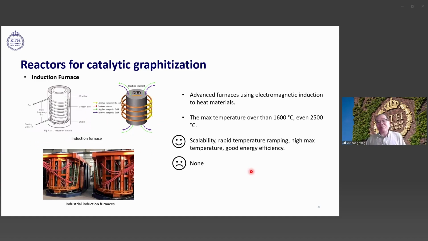Another industrial application, typically used today for iron and steel making and metallurgical applications, is the induction furnace. Induction is a quite advanced furnace. It heats by electrical induction, and you can go to very high temperature, up to 2500 degrees. You can heat up very fast and scale up very easily, because there are a lot of real applications for the induction furnace. It's quite a good candidate for our process for the next step.